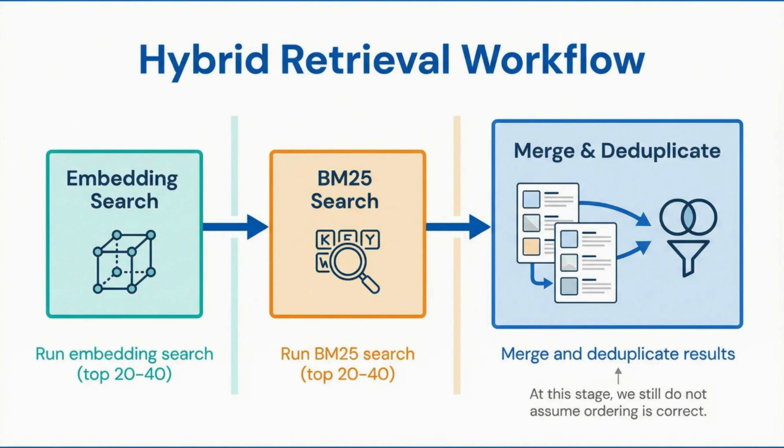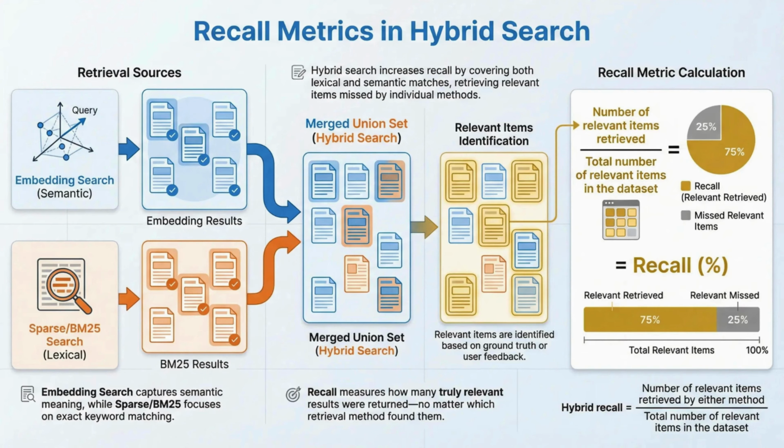The goal of hybrid search is not ranking accuracy, it's recall. In hybrid search, recall is the metric that measures the completeness of the search results, the percentage of all truly relevant items within a database that the system successfully retrieves. However, after hybrid search, we expanded the recall and we introduced a new problem. We now have more candidates, but not necessarily better ordering. That leads directly to the need for re-ranking.